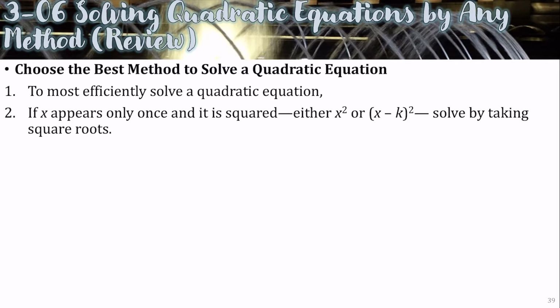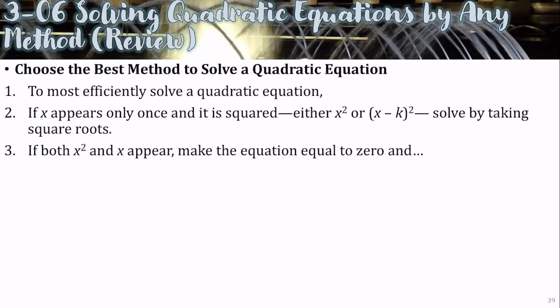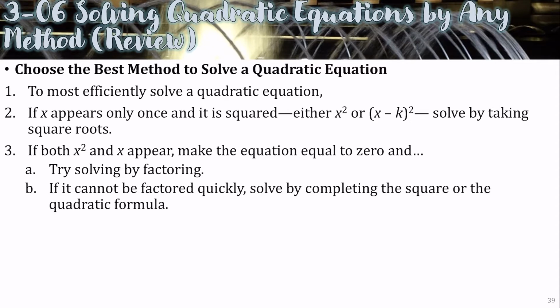If x appears only once and it's squared, either as x squared or x in parentheses squared, solve by taking square roots. It's the fastest. But if both x squared and x appear, make your equation equal to 0 and try factoring. Factoring is usually the quickest. But if it looks horrible or cannot be factored, you can complete the square or use the quadratic formula, and most of us would choose the quadratic formula.